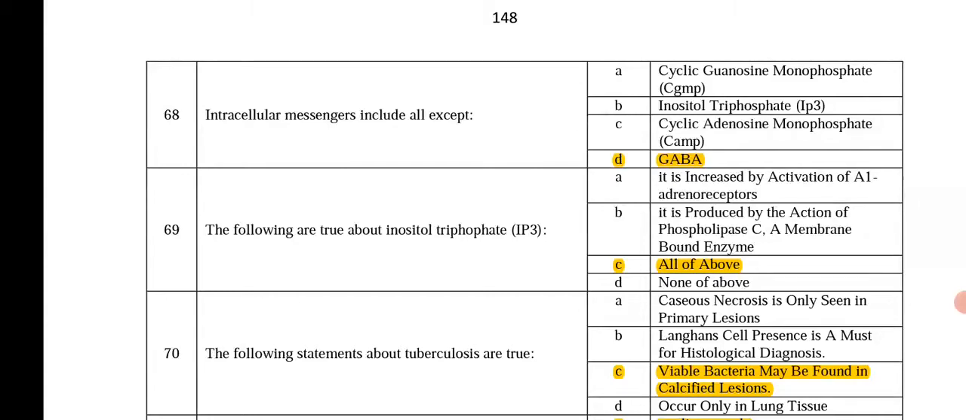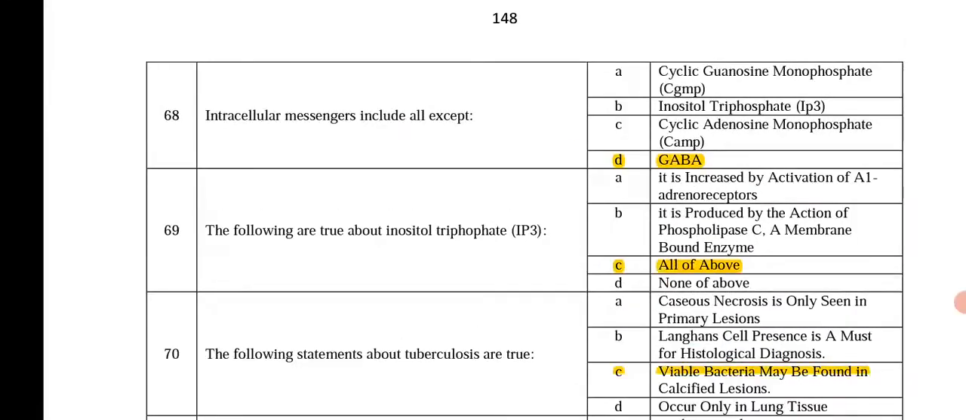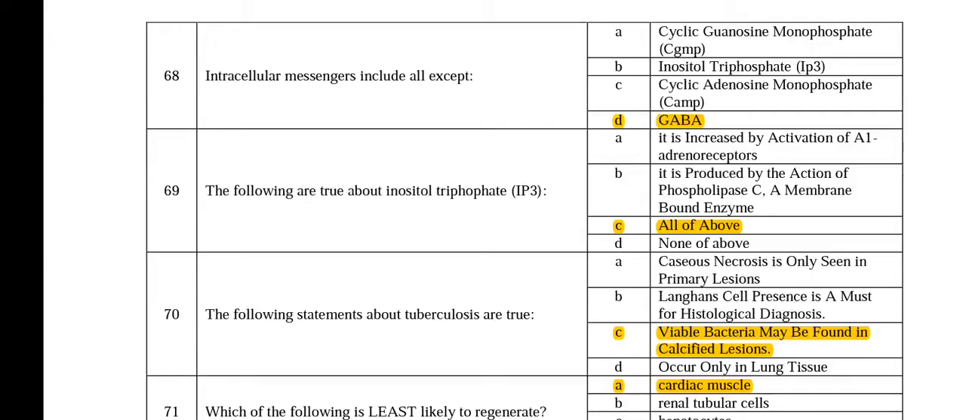Intracellular messengers include all except GABA. The following are true. The following are true about inositol. Intracellular messengers include all except GABA, gamma aminobutyric acid. The following are true about inositol triphosphate, IP3. All of above. It is increased by activation of alpha-1 adrenoceptors. It is produced by the action of phospholipase C, a membrane-bound enzyme.